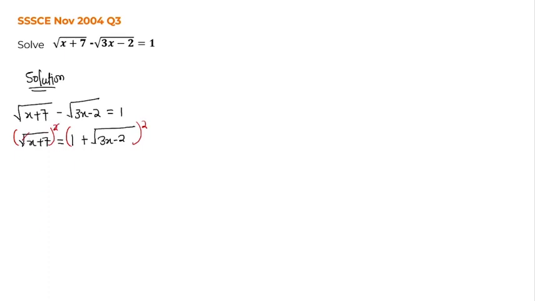The square will nullify the root sign over here. So I'm left with x plus 7 is equal to, now if I expand this, it is like a plus b squared. If you expand this, you are going to get a squared plus 2ab plus b squared. So having this in mind, I'm going to have here 1 squared plus 2 multiplied by the 1 multiplied by this root, so it will become 2 root 3x minus 2, plus root 3x minus 2 squared. That will give me just 3x minus 2.